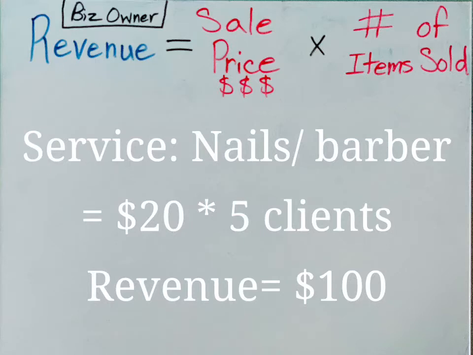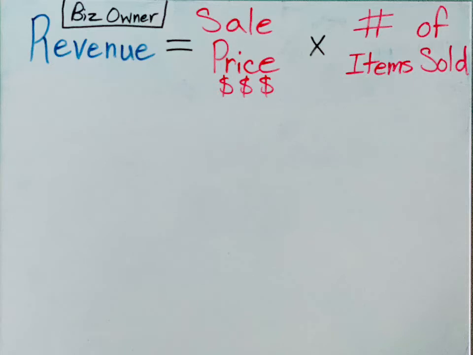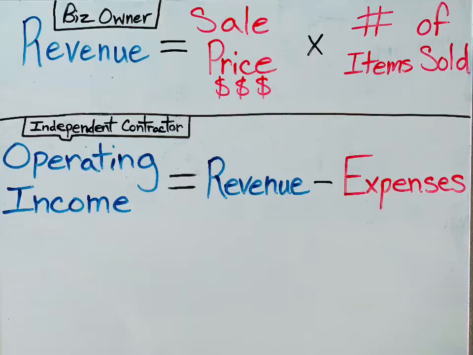Business owner is listed there because revenue goes to the business owner. Next is operating income. Our operating income is when our expenses are deducted from our revenue. So, in other words, this will be your total sales minus your expenses.